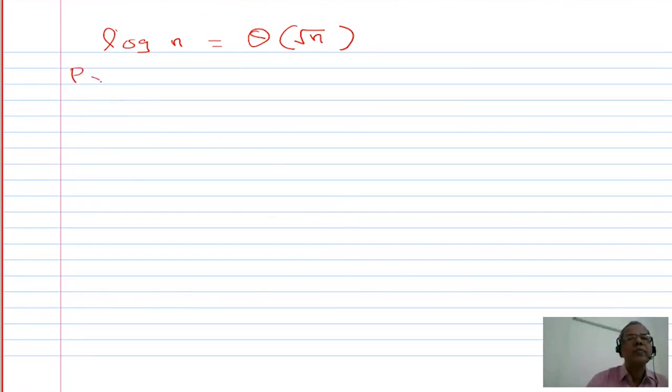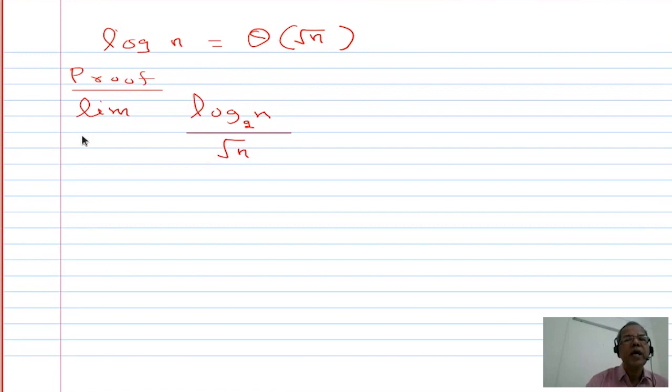Prove that log n is big theta of, one more proof. You cannot find constant c and n0 easily, so I will use the definition of limit. Limit of log n to the base 2 over square root of n as n tends to infinity.